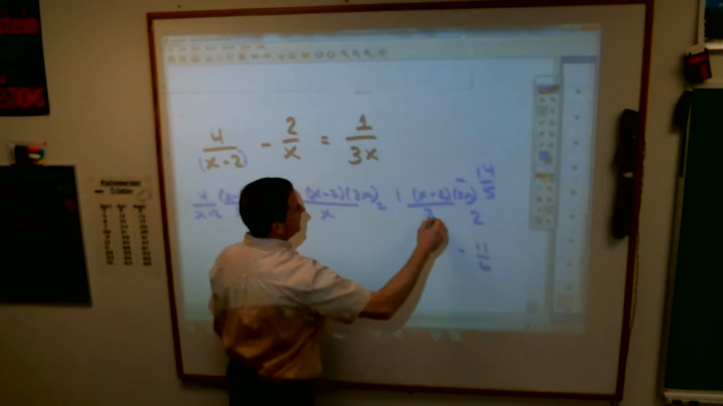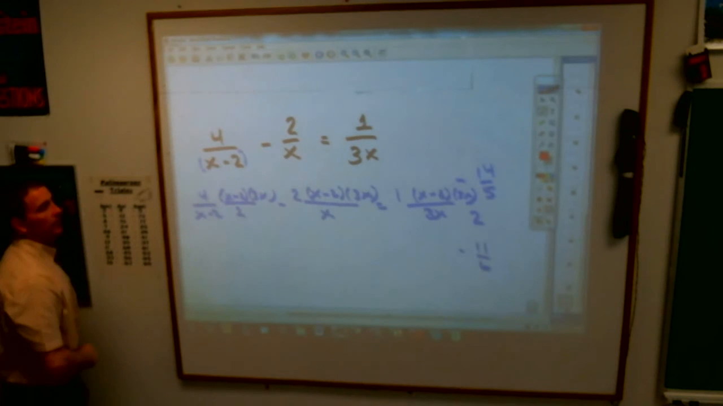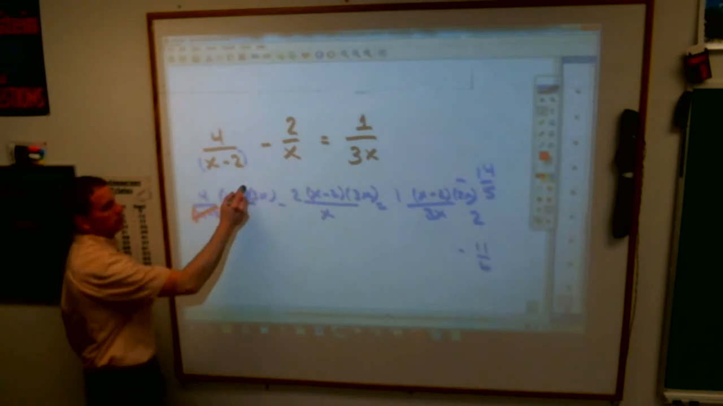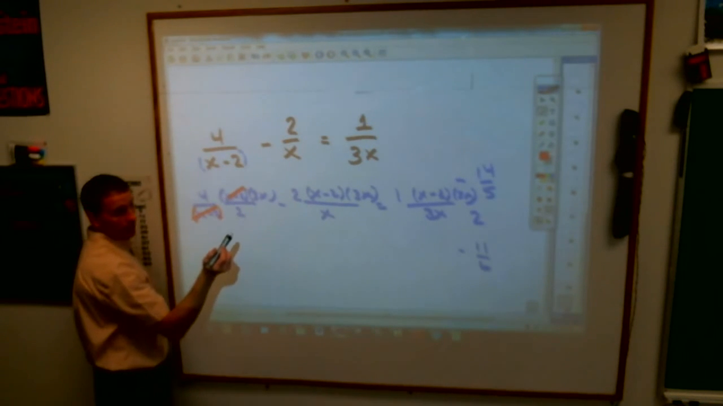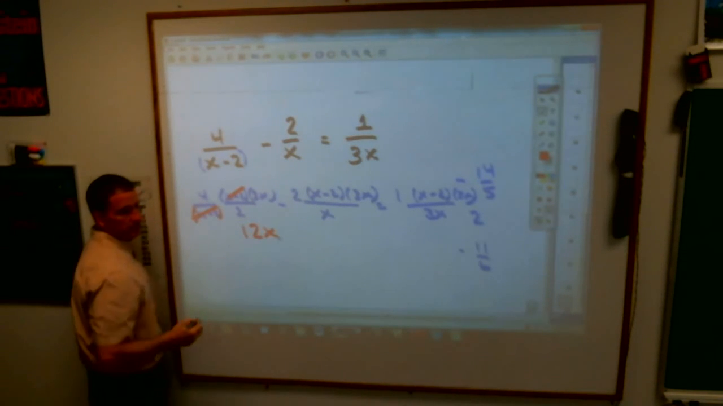I am convinced that if you could do it on a big board like I'm doing it, many of you would get this right. So, this crossed off, right? Boom, boom, you were left with? Somebody? 12x. Raise your hand if you got 12x.